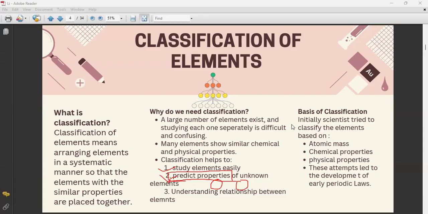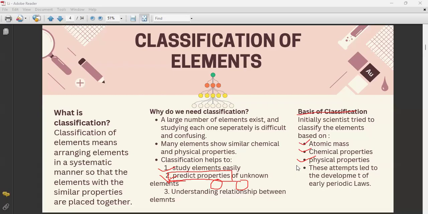Now, on what basis has the classification been done? Initially, scientists tried to classify the elements on the basis of their atomic masses, and also their chemical properties between the different groups of elements. Then there are certain physical properties, and these attempts led to the development of early periodic laws.